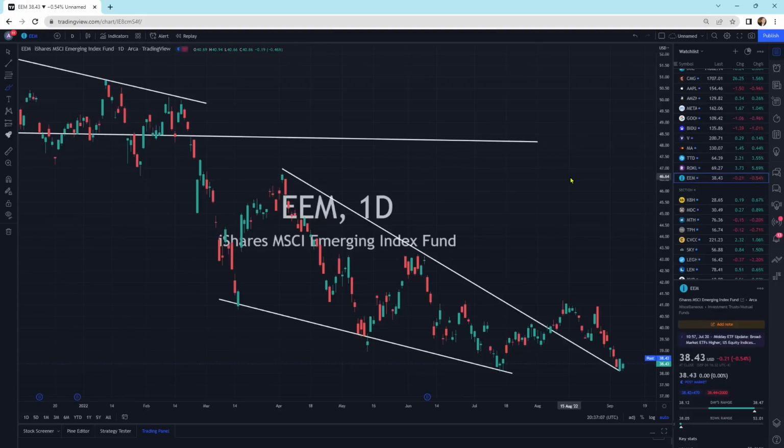EEM, we had a slightly stronger dollar. Again, we're slightly just moving sideways in EEM. This is basically inversely correlated with the DXY.